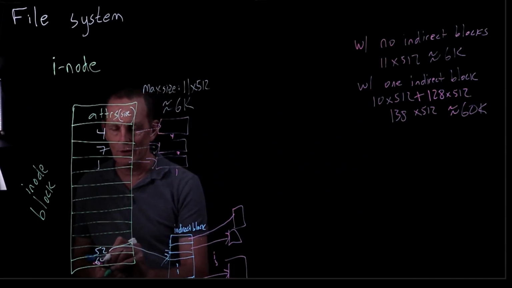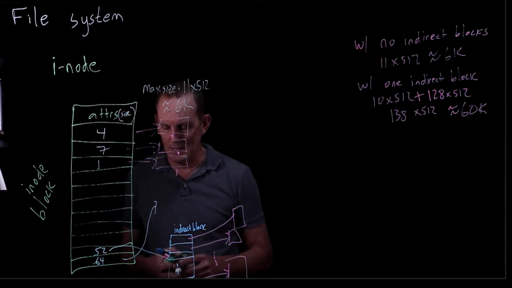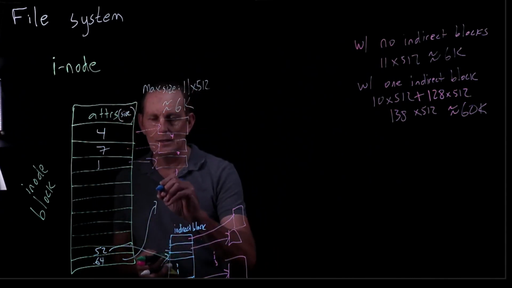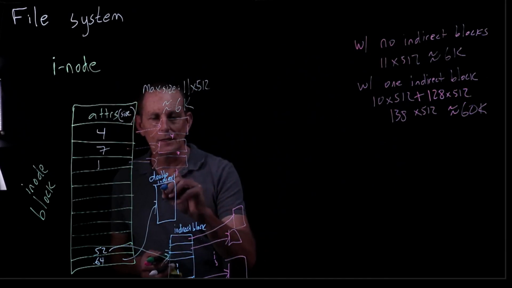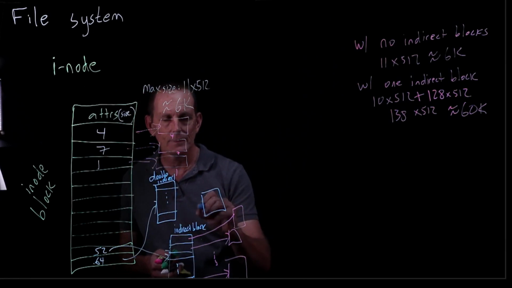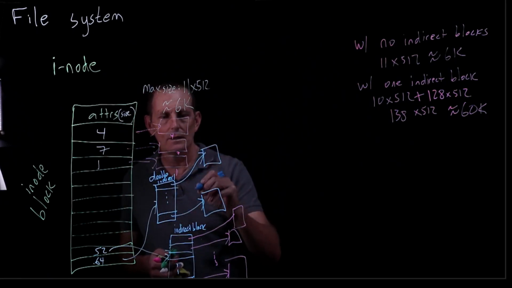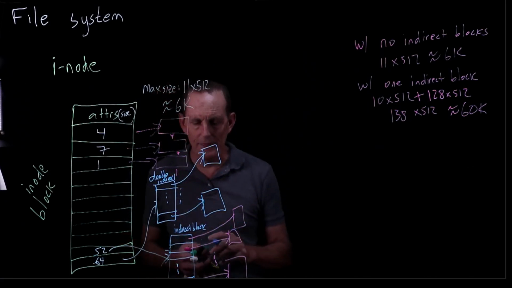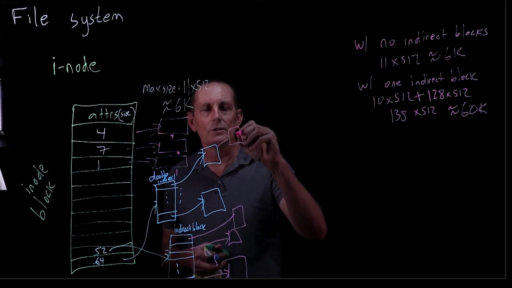So this will be, let's say, 64. 64 goes up here. 64 is going to be a double indirect, and it points to singly indirect blocks, and then these each point themselves to individual direct blocks.